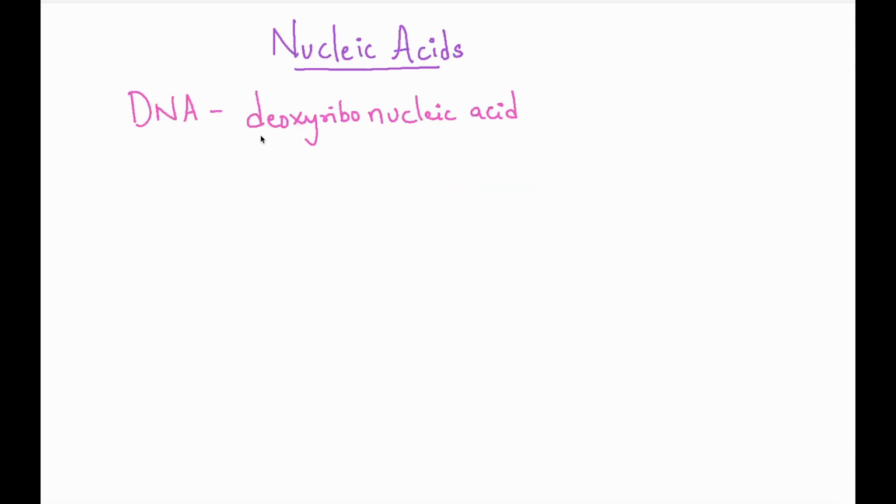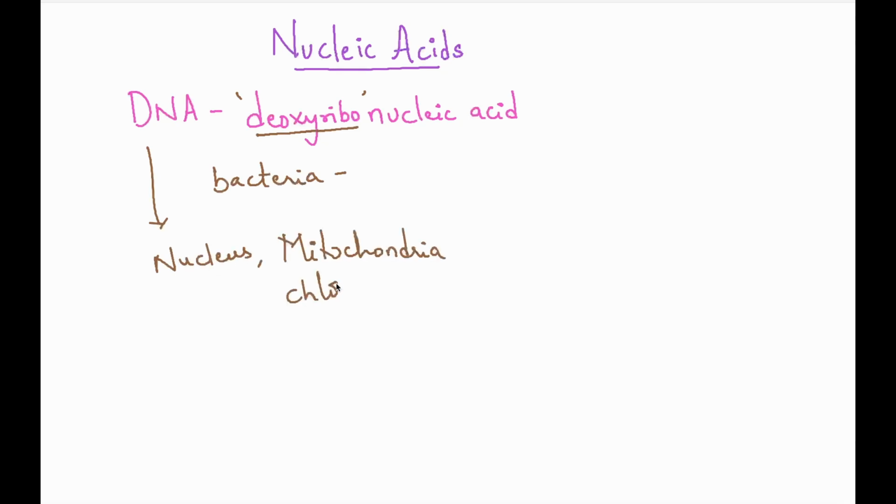So DNA stands for deoxyribonucleic acid. It is the genetic material found in all organisms, from single-celled bacteria to all the complex multicellular organisms. In eukaryotes, DNA is found in the nucleus of the cells. Other than the nucleus, DNA can also be found in the mitochondria and chloroplasts.